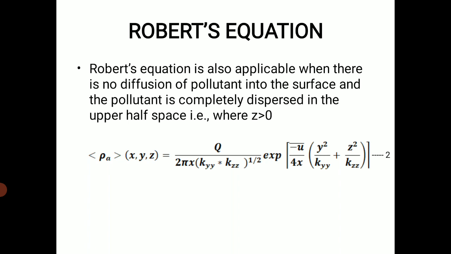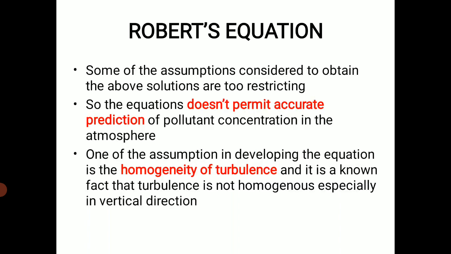So Robert's equation is actually not 100% accurate. That is, accurate results will not be obtained by this Robert's equation. Why? Because one of the main assumptions in developing this equation was homogeneous turbulence, the homogeneity of turbulence prevailing in the atmosphere. But you know that in the actual condition turbulence will not be homogeneous, especially in the vertical direction. So Robert's equation has some drawbacks regarding the various assumptions that are used in developing it.